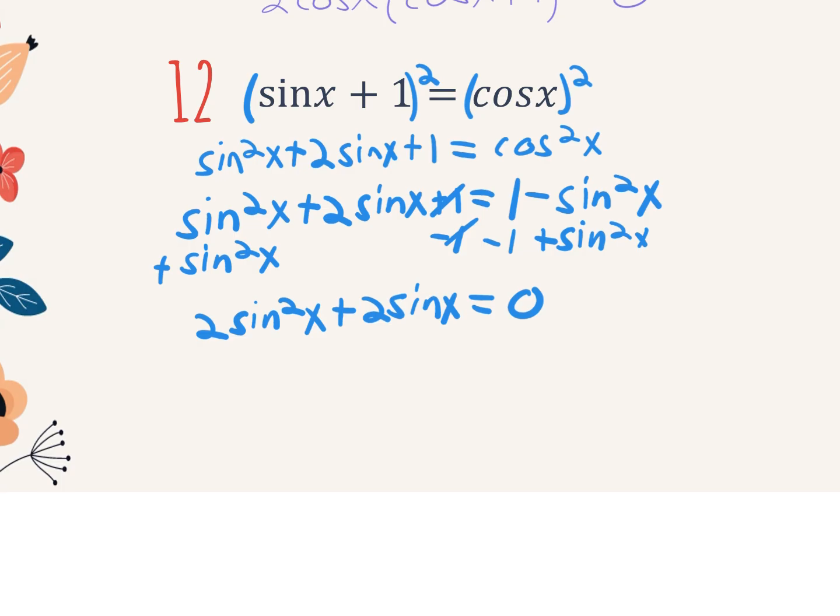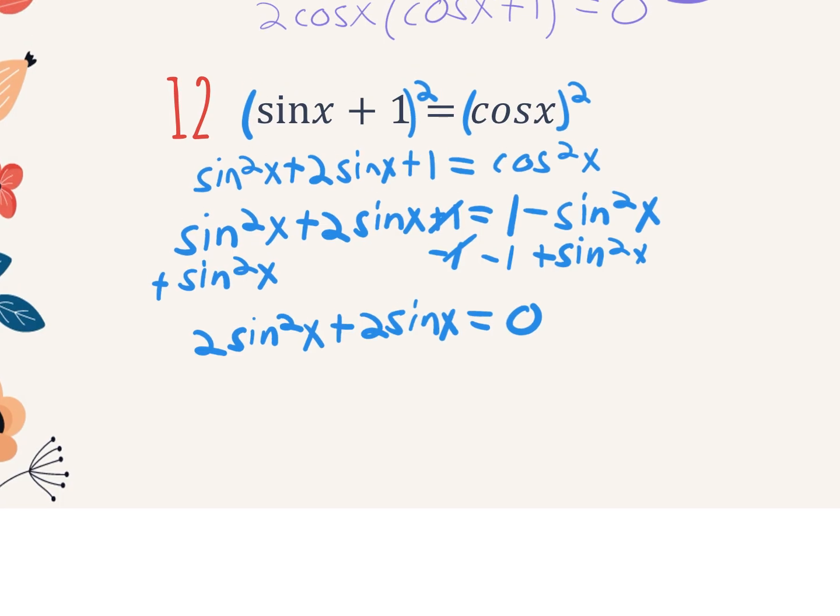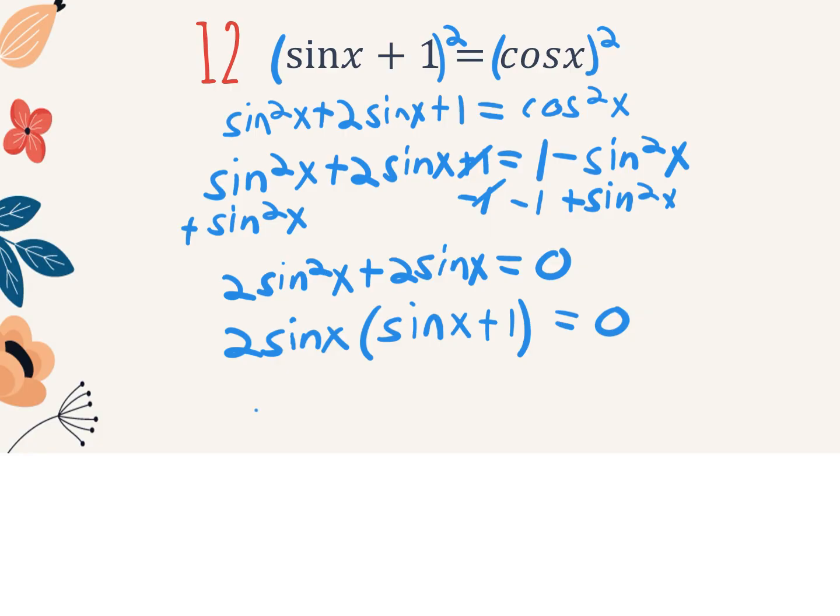So we're left with this equation. Nice, good. Then we can factor out 2 sine of x, and on the inside we're left with sine of x plus 1 equals 0. When we set both of these equal to 0, we end up with sine of x equals 0 and sine of x equals -1.